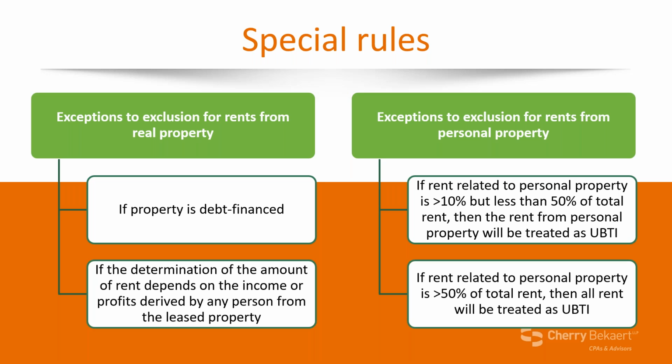If personal property is rented that is more than 10% but less than 50% of the total rent, then you can carve out the amount of the rent from personal property, which would be like equipment, furniture, any kind of tangible items like that, and that will be UBTI. If, however, the rent related to personal property is more than 50% of the total rent, then all the rent will be treated as UBTI. So you can't carve out the part that is just the real property and exclude that.